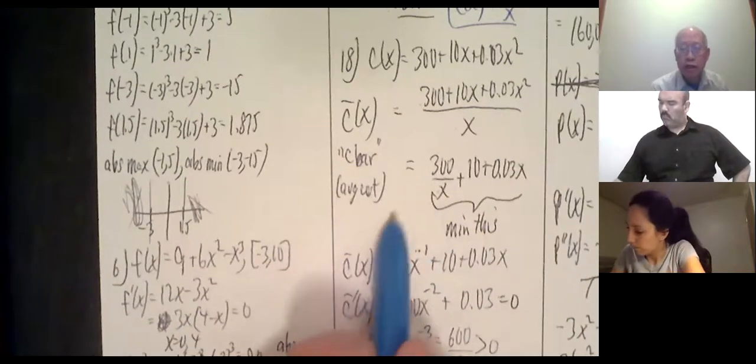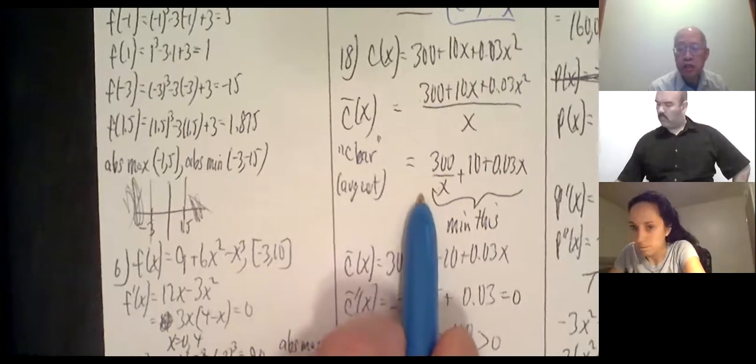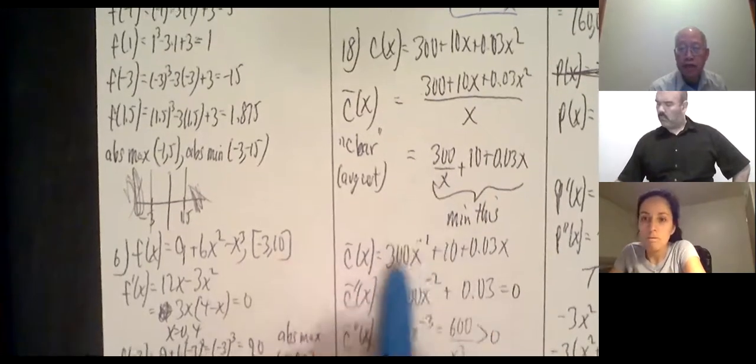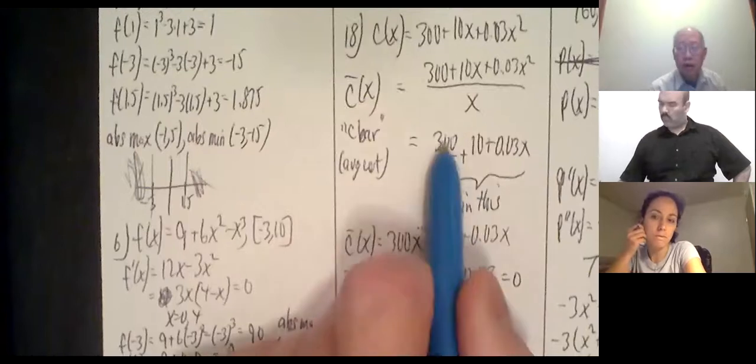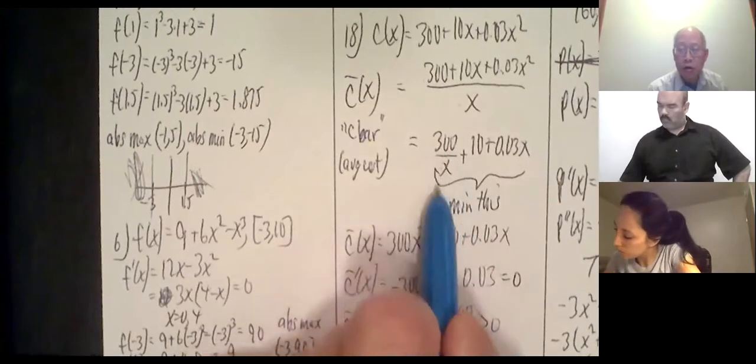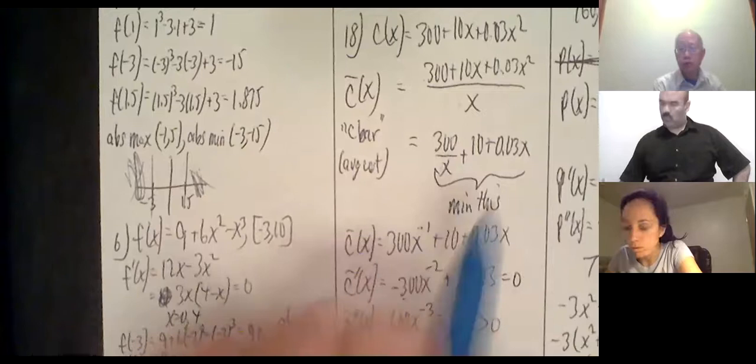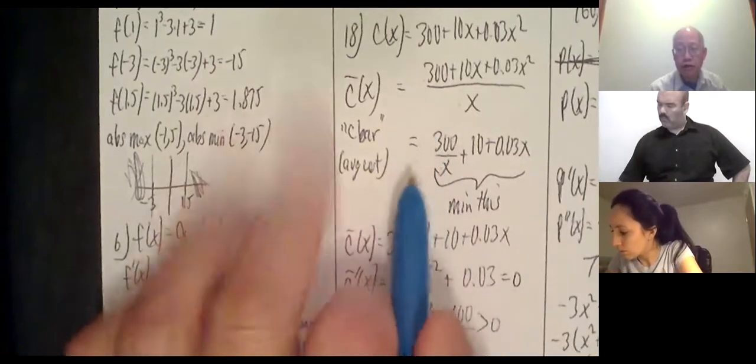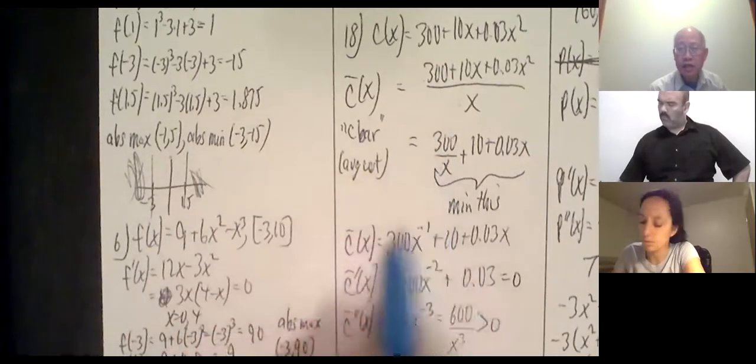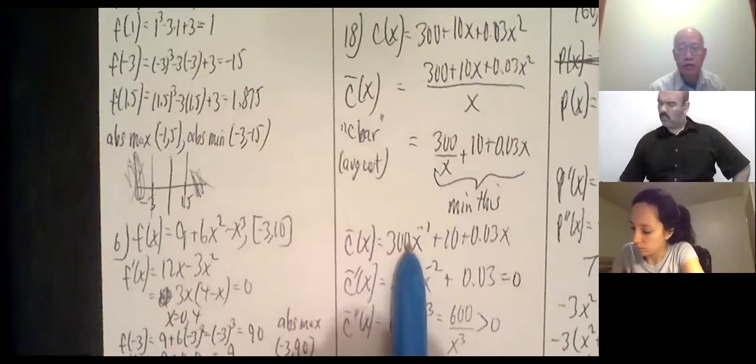Okay, now before I differentiate, and again, what does differentiate mean? Take a derivative. I'm going to write this as 300x to the minus 1. Again, if you have a constant on the top or the bottom of a fraction, I would not do the quotient rule. Quotient rule is probably one of our least favorites. Write this as 300x to the negative 1, and then you don't have to fool around with the quotient rule.